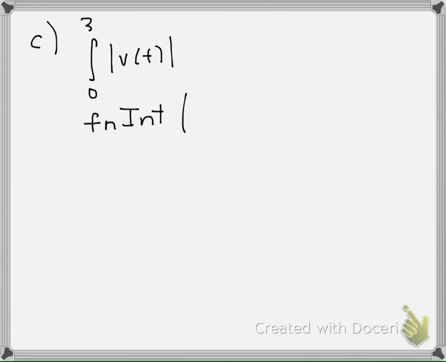Okay, the next question says find the total distance traveled by the particle from time t equals 0 until time t equals 3. Well, I know total distance is the integral of the absolute value of velocity from 0 to 3. So I'm just going to type that into my calculator using the Math 9 button, and typing it all in.